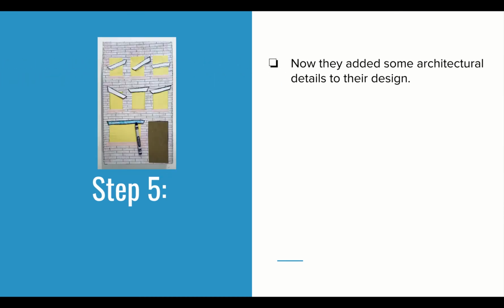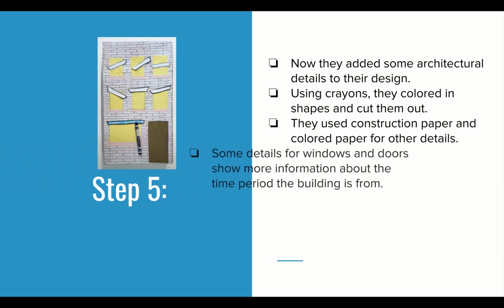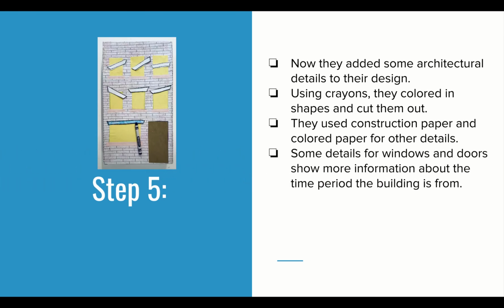Step five. Now they added some architectural details to their design. Using crayons, they colored in shapes and cut them out. They used construction paper and colored paper for other details. Some details for windows and doors show more information about the time period the building is from.